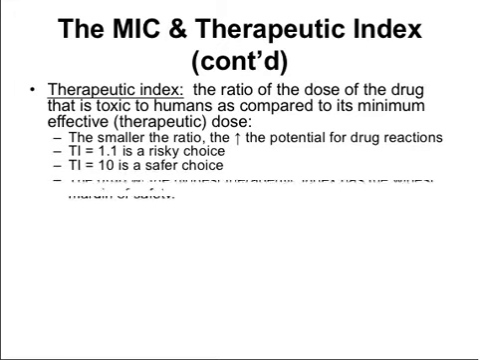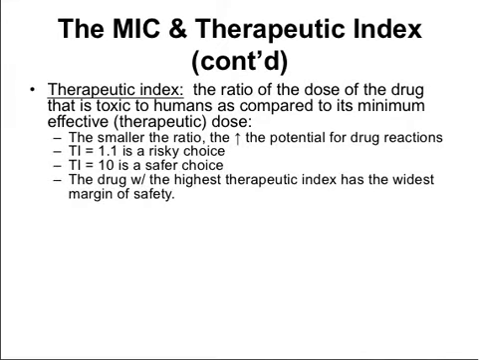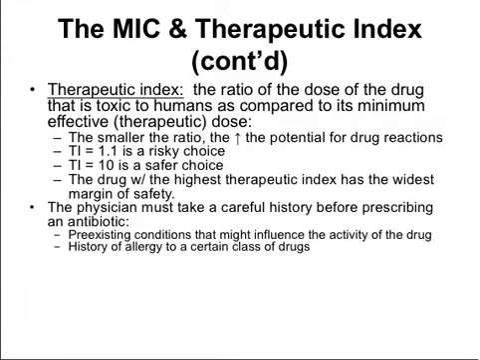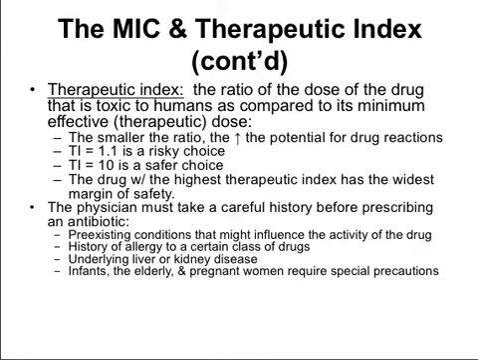The therapeutic index is the ratio of the dose of the drug that is toxic to humans compared to its minimum effective dose. The smaller the ratio, the higher the potential for drug reactions. For instance, a therapeutic index of 1.1 is very risky. A therapeutic index of 10 is safe. That tells you that the drug is going to knock out the pathogen but have minimal effects on the patient. The drug with the highest therapeutic index has the widest safety margin.